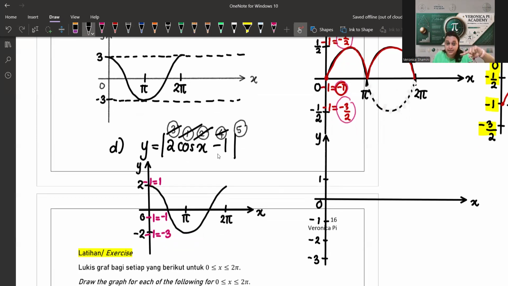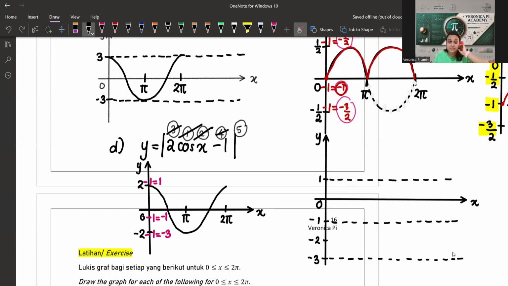Then I do dotted lines. Okay, teacher buat garis putus-putus. For 1. And for -1. And then got -3. -2 tak payahlah because your original one tak ada -2 kan. Kat sini only 1, -1 and -3. So that one only lah we do dotted.